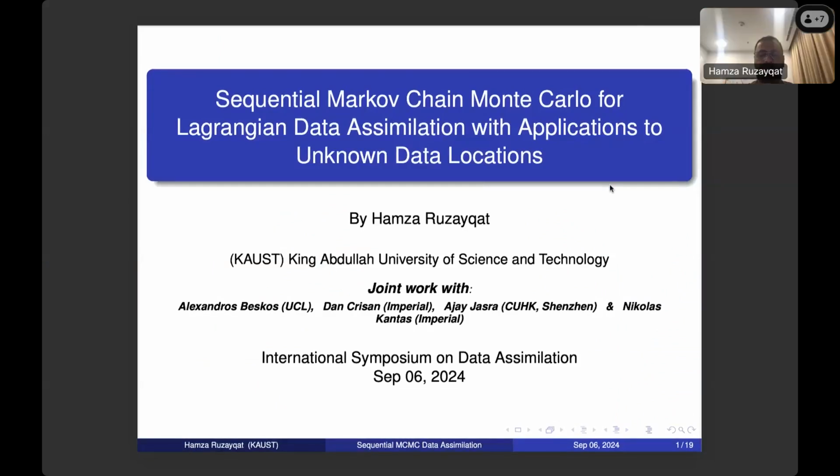Today I'll be talking about a new data assimilation scheme that can work for general state space models, specifically for nonlinear and non-Gaussian models in high dimensions. This is joint work with some collaborators from different institutes.